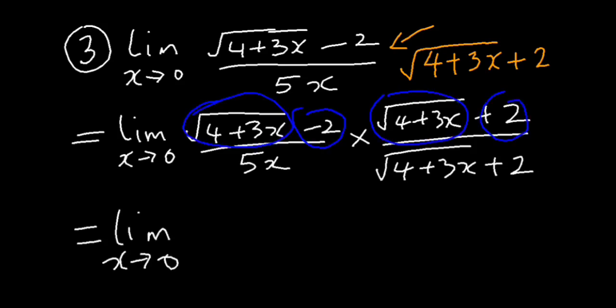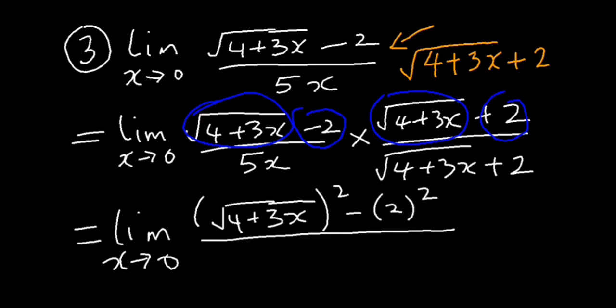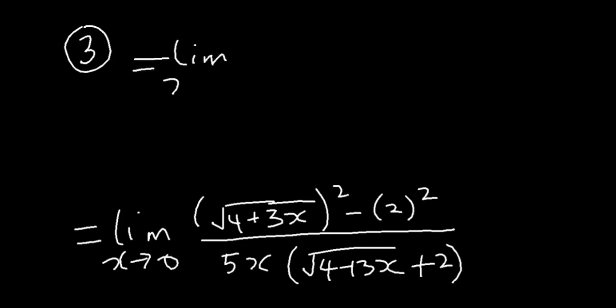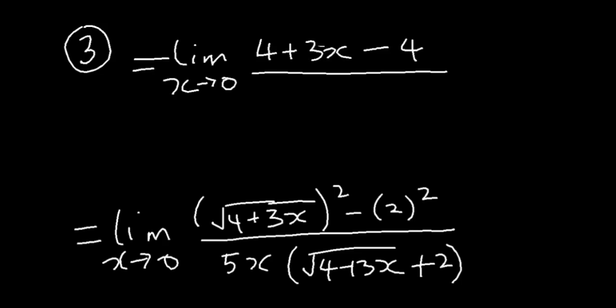So we have the limit when x tends to 0. The numerator will become a difference of two squares, so we will have this minus 2 raised to power 2 over 5x into square root of 4 plus 3x plus 2. Then this will become the limit when x tends to 0 of 4 plus 3x minus 4 over 5x into square root of 4 plus 3x plus 2.